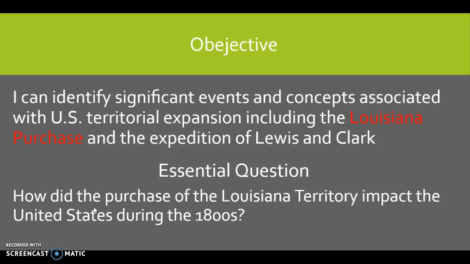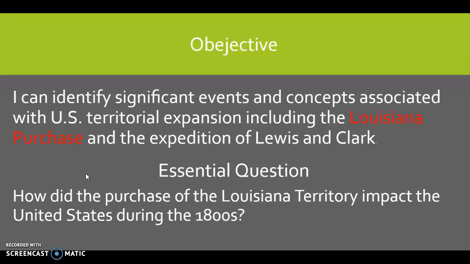Our objective today is looking at the events that were associated with territorial expansion in the United States, specifically the Louisiana Purchase. And then following that this week, we're going to look at the expedition of Lewis and Clark. Our essential question is, how did the purchase of the Louisiana Territory impact the United States during the 1800s? And it certainly did do that. And we're gonna learn this week how exactly that happened.